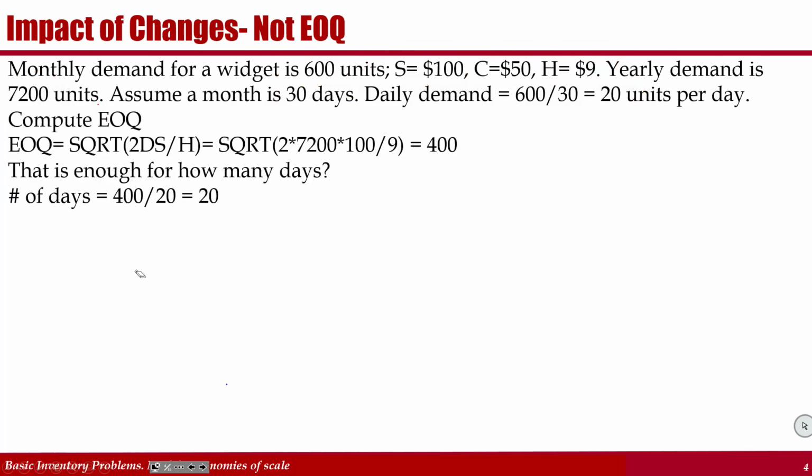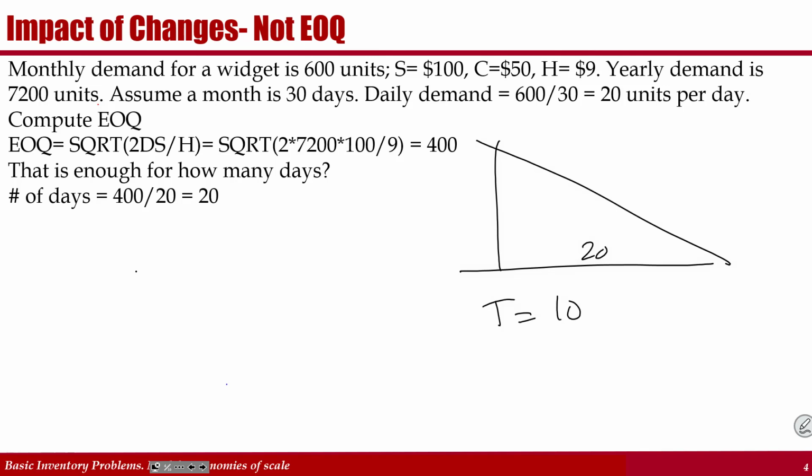EOQ is enough for 20 days. Cycle length is 20 days. My flow time is 10. Without any computation, because the first item will leave immediately, the last item that leaves will be there for 20 days, therefore the average of these two is 10.